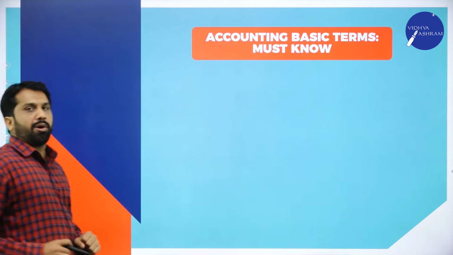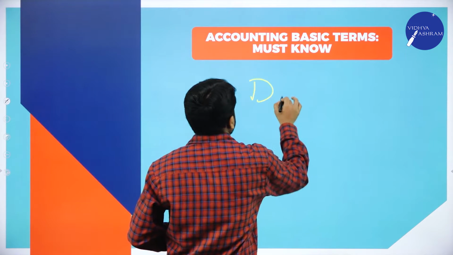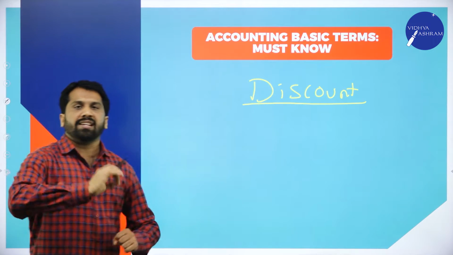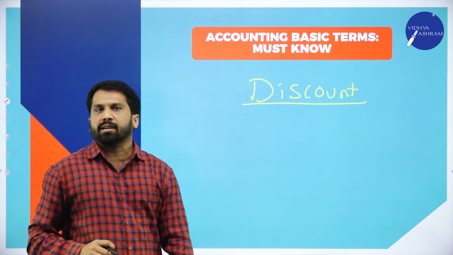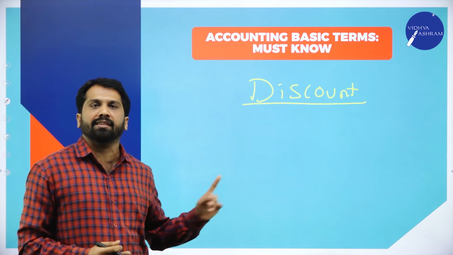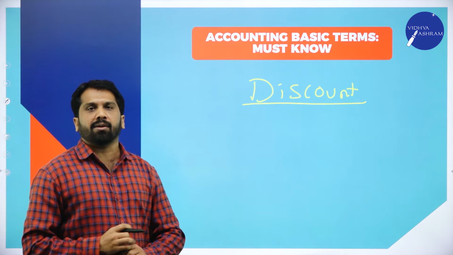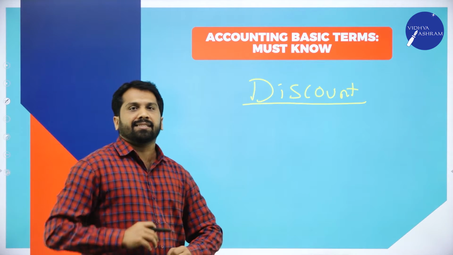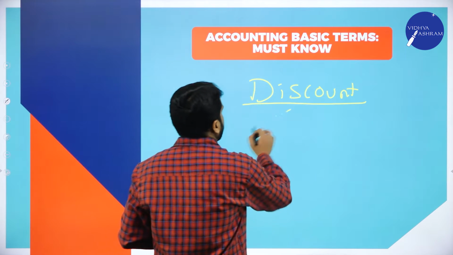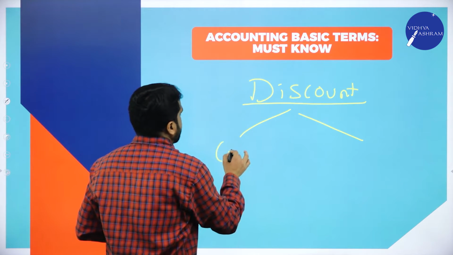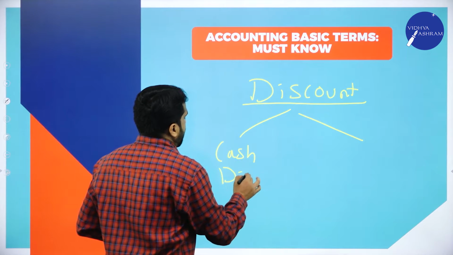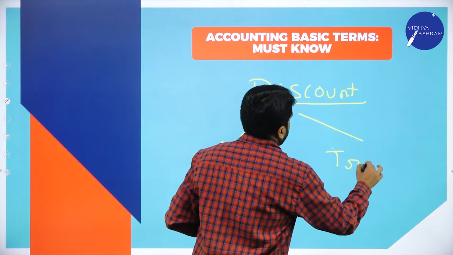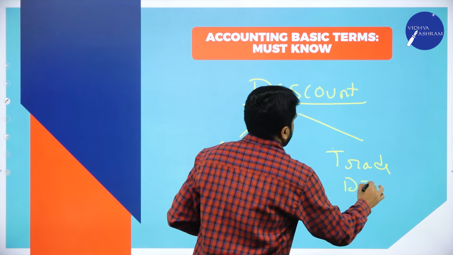Now, the next topic called discount. This is also very important. You know about discount, but you will learn something new in discount today. What is discount? Yeah, a reduction in the value of any goods is called a discount. Now, in discount we have 2 types. One is cash discount. Another one is trade discount.